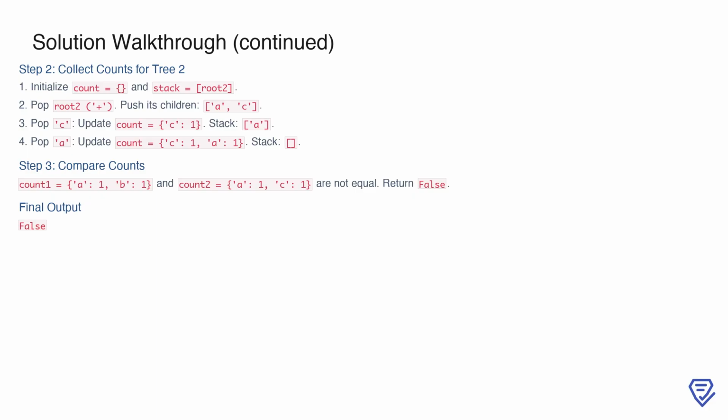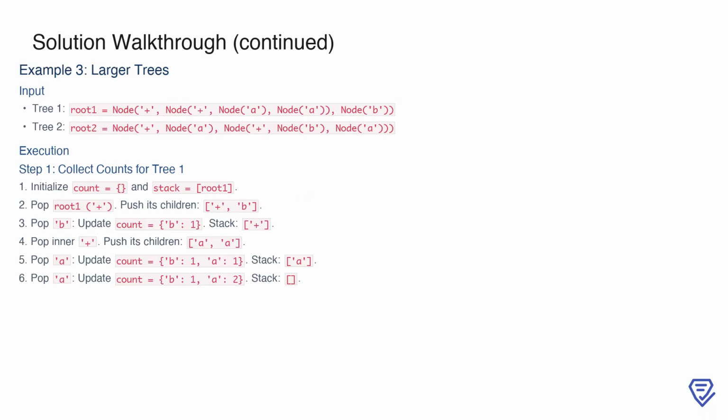At this point, we compare the dictionaries from both trees. Tree 1's dictionary is {a: 1, b: 1}, while tree 2's dictionary is {a: 1, c: 1}. These are not equal, as tree 1 contains b while tree 2 contains c. Therefore, the trees are not equivalent, and the function returns false. Now let's examine a case with larger trees.